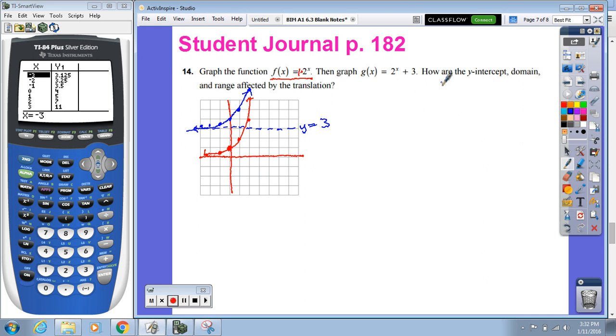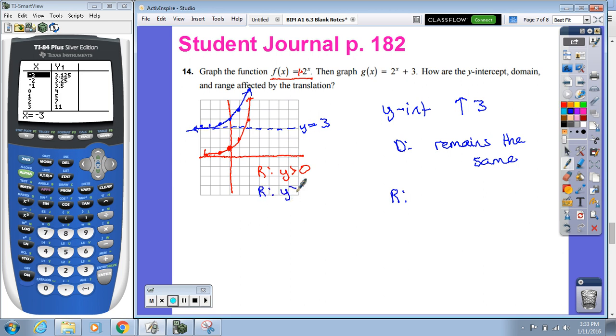So it says, how is the y-intercept affected by the translation? The y-intercept is moved up 3. So y-intercept goes up 3. The domain is the same, so we're going to say remains the same, because it's still from -infinity to positive infinity. Now the range, here the range on this red one is going to be, let's go ahead and write it in red, the range is going to be y is greater than 0, where the range on this function is going to be y is greater than 3. And so we say the range shifts up 3.